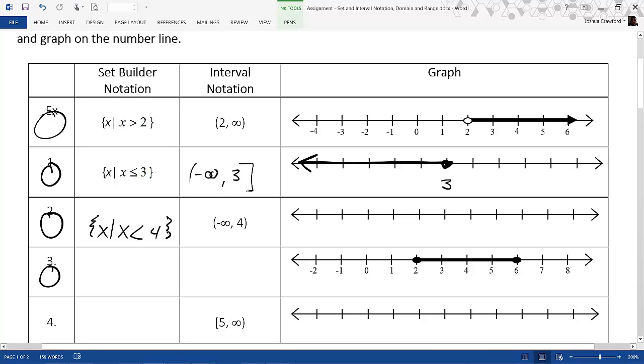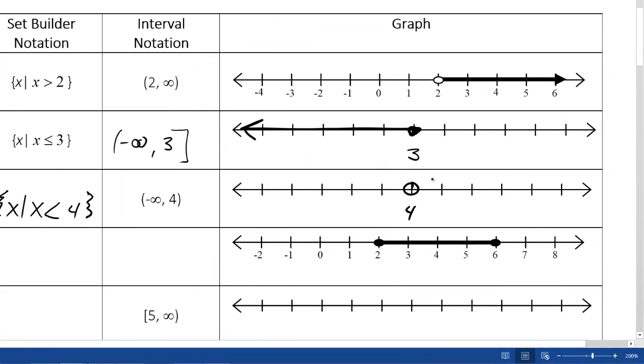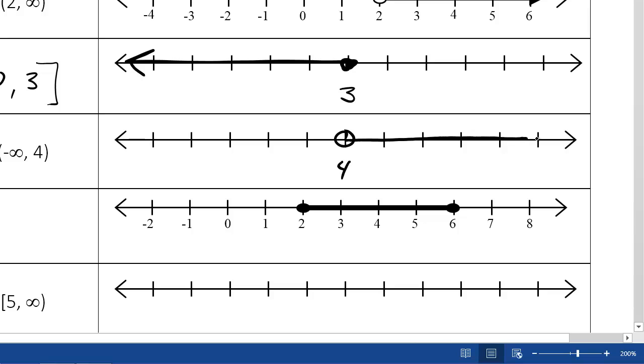Now let's go ahead and do the number line. On the number line, put a 4, since that's your only number, put an open circle because it's not equals-to, and draw your infinity arrow. And there you go.